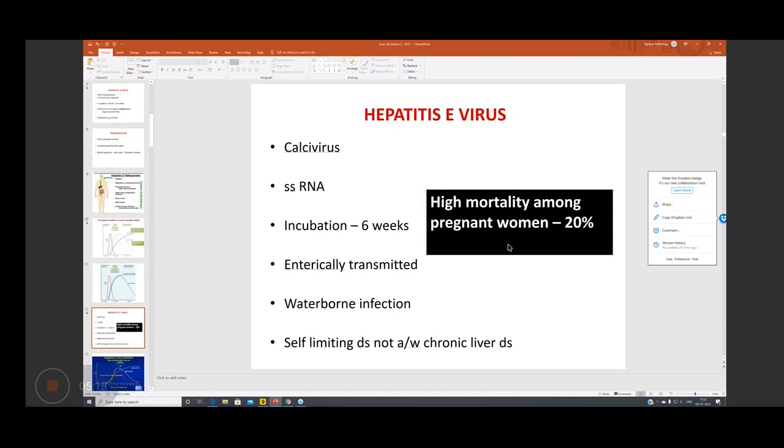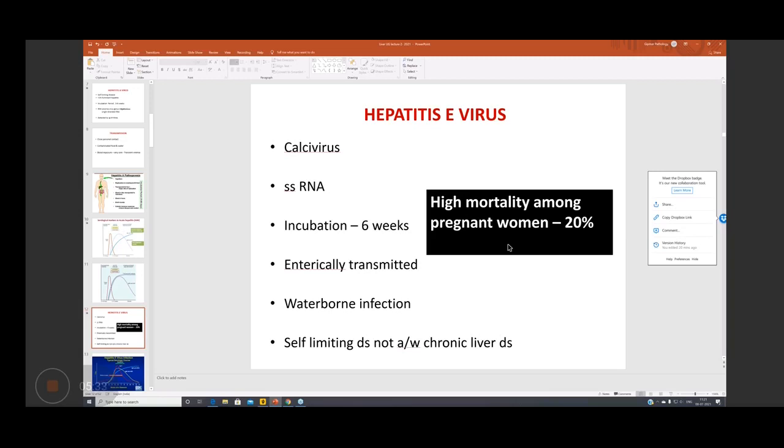Taking a quick look at hepatitis E. Now, after we've taken a look at these, then we'll go to the pathology. So, taking a quick look at hepatitis E, it is a calicivirus, a single-stranded RNA virus. Incubation, again, can be about 2 to 6 weeks.